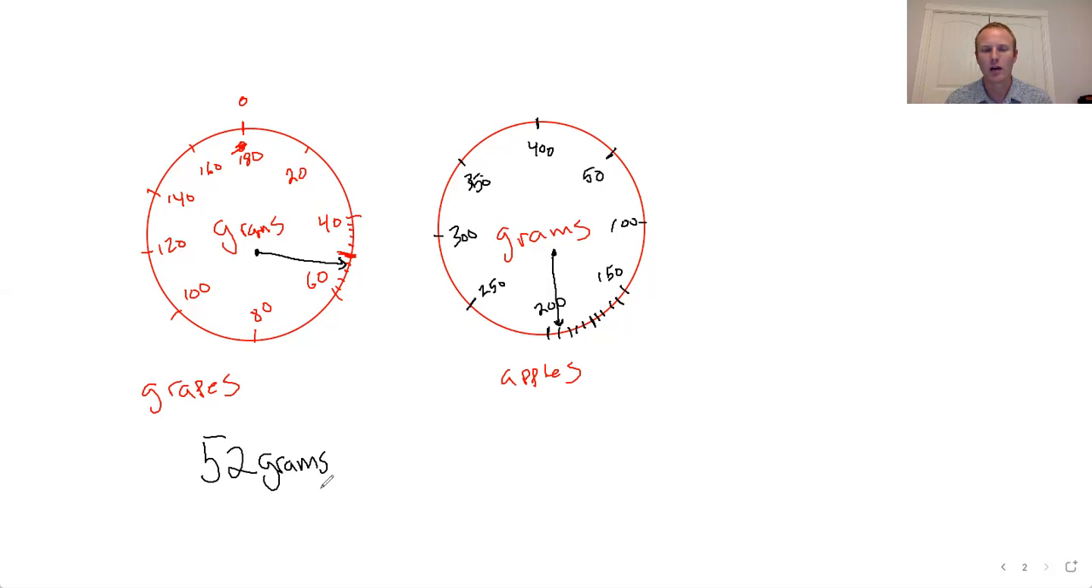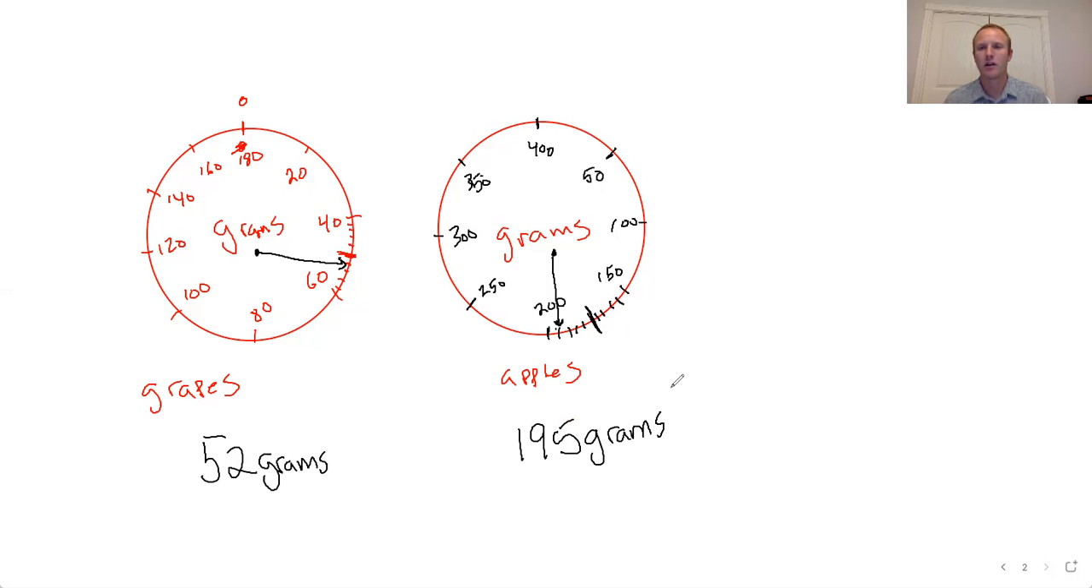And we can either write out grams or just use G as an abbreviation. And now over here, each mark is worth 5. So the halfway point was right here. So that's 175, 180, 185, 190, 195. So this is 195 grams.